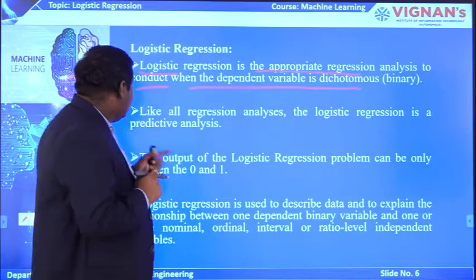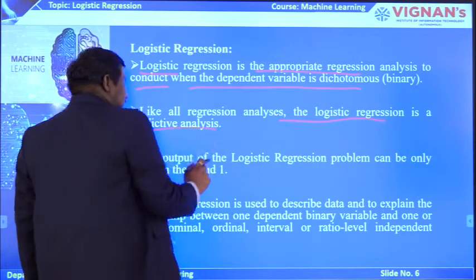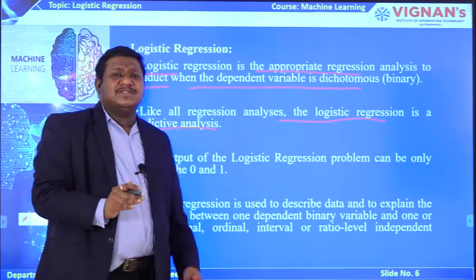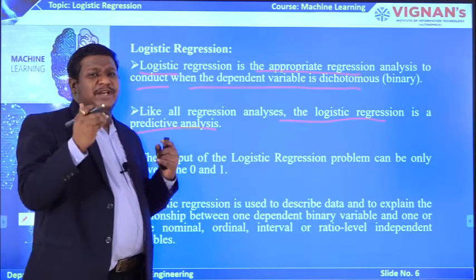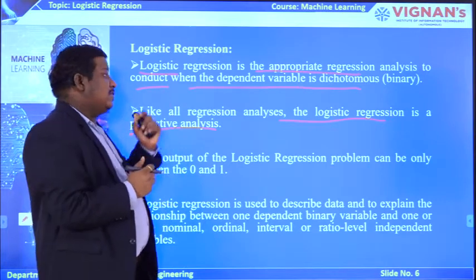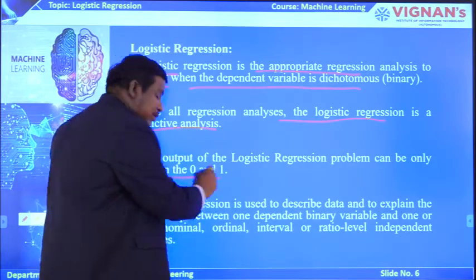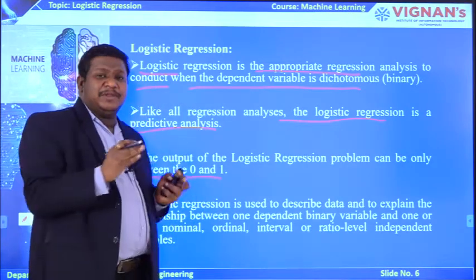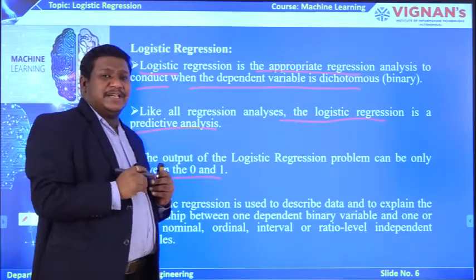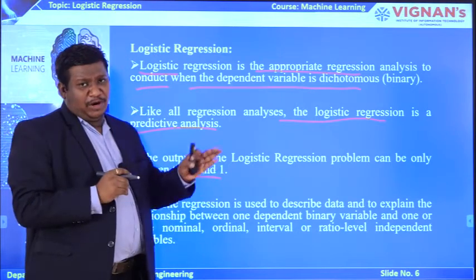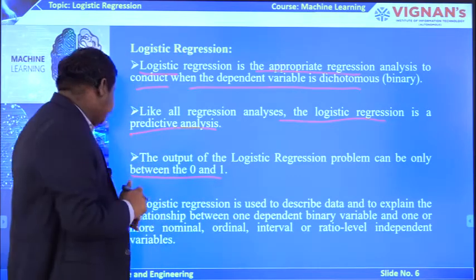Like all regression analysis, logistic regression is a predictive analysis. Like other types of regression models, logistic regression is used for prediction problems, for predicting data or various variable values. The output of logistic regression will be only between 0 and 1. As we already said, the values are between the binary values 0 and 1. So whatever output you get from logistic regression problems, the value lies between 0 and 1.